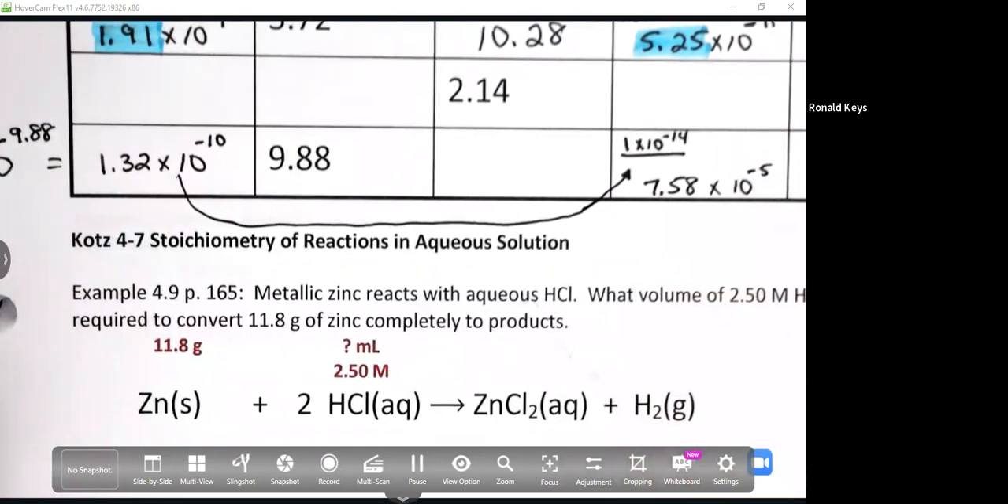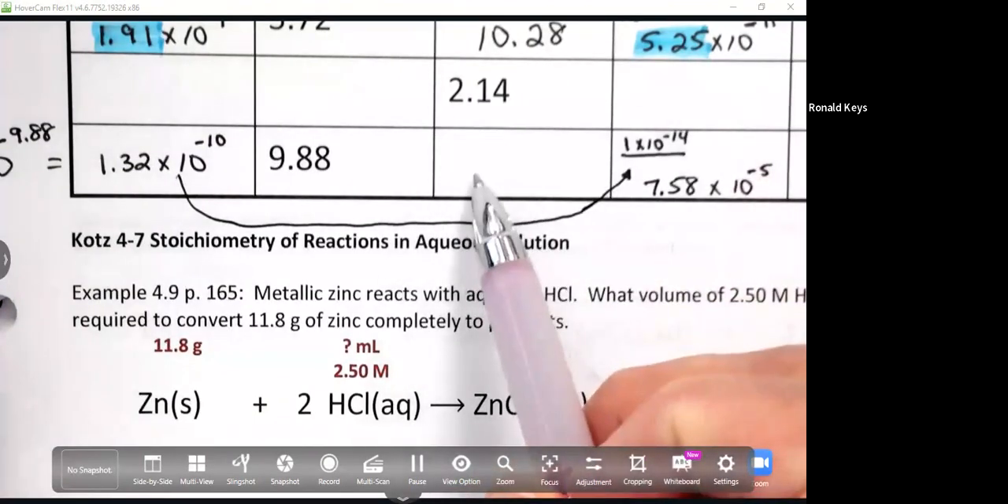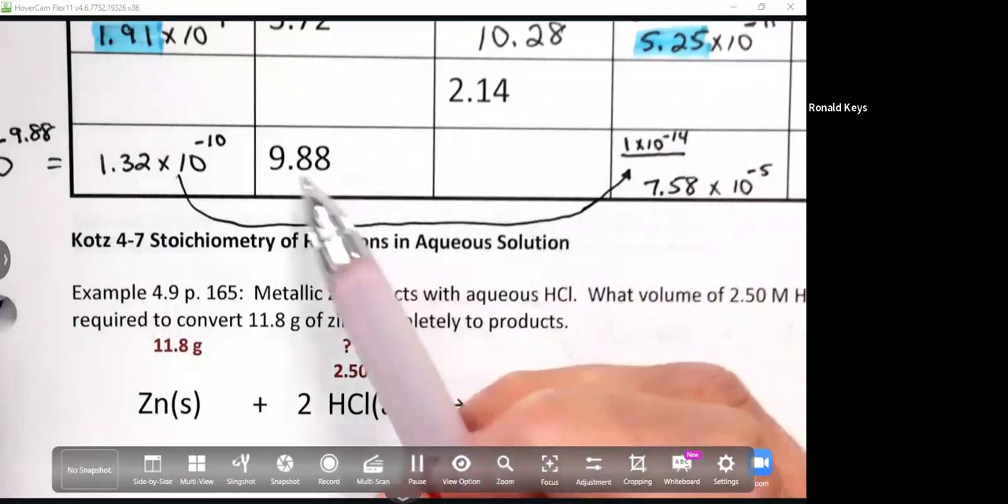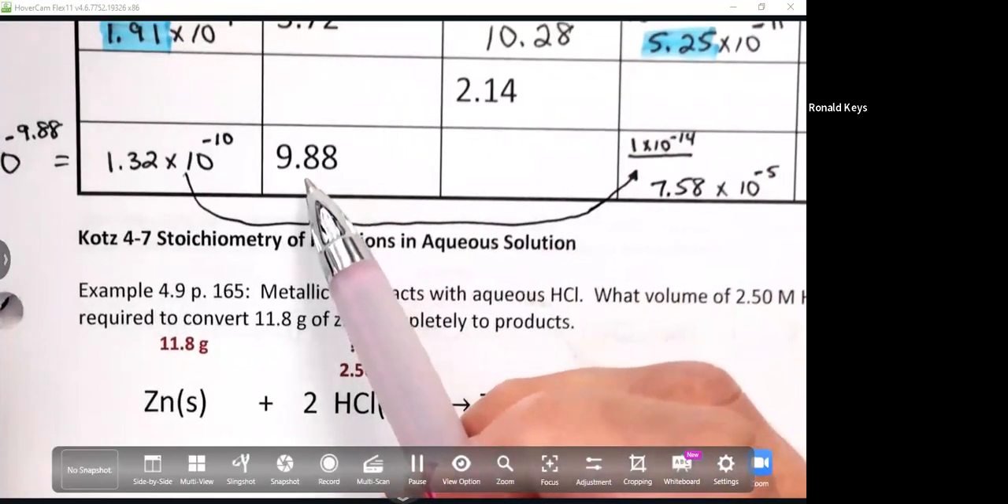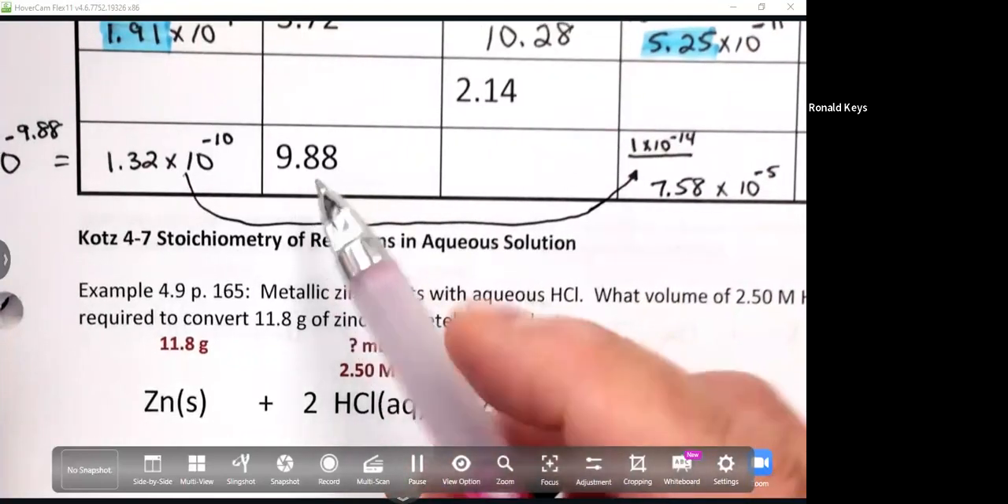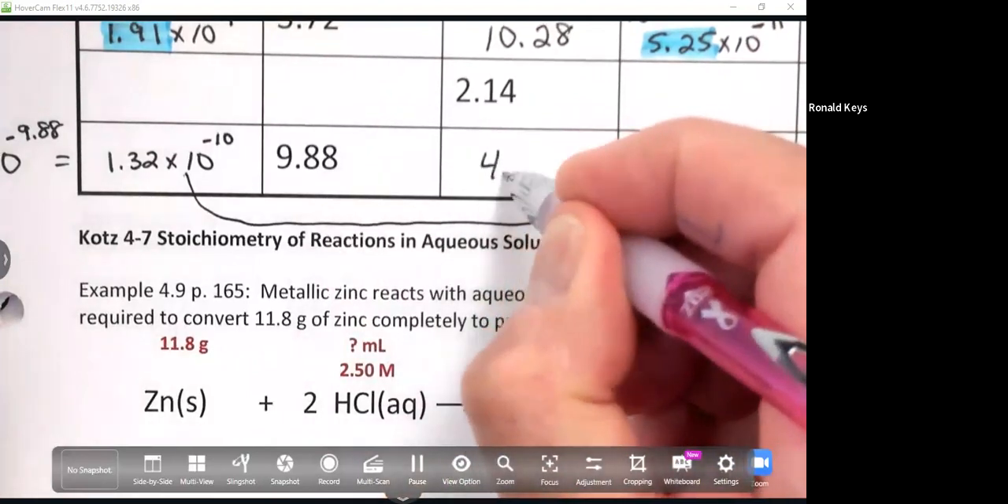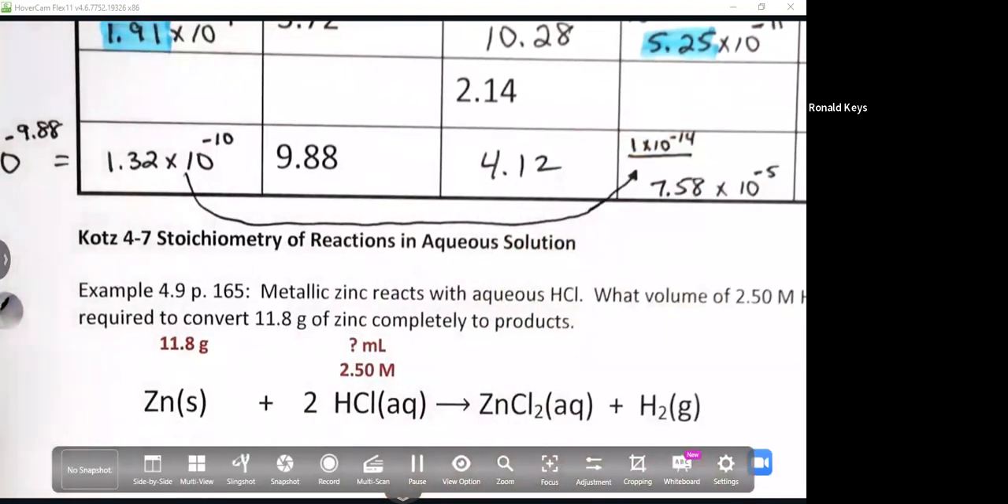All right. This answer right here, if we add these up to 14, what is that going to be? 4.12. So you could finish this table off. This is what you're doing, some pH calculations, right?